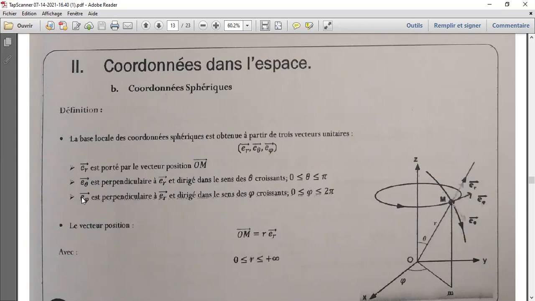And E phi, they are saying, is perpendicular to ER. So E phi also is perpendicular to what? ER. And dirigé dans le sens de phi croissant, which is between 0 and 2 pi. Yeah, between 0 and what?